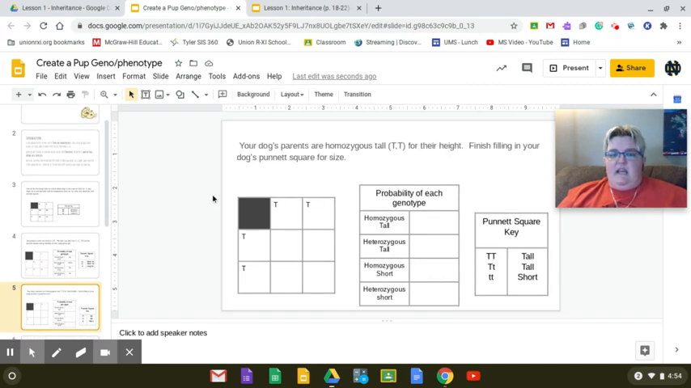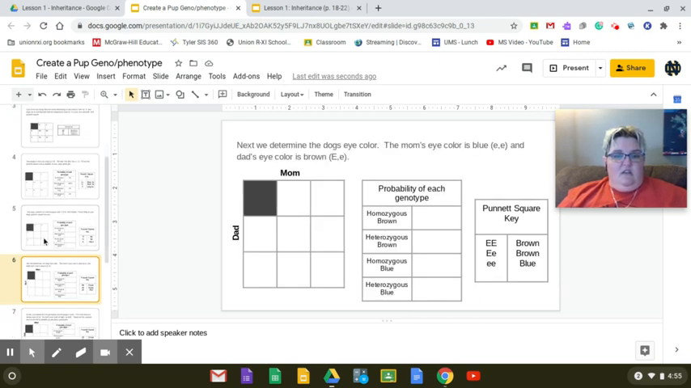And this time we're looking at how tall the dog is. So this time both parents are homozygous tall. Again, you're going to fill out these boxes. These letters are going to go down, these letters are going to go across, and then you're going to tell me how many of them are homozygous tall, what percent are heterozygous tall, homozygous short, heterozygous short. Right over here it tells you what all of the letters mean. And remember that homozygous means two of the same, heterozygous means one of each. So you're going to do that for the height.